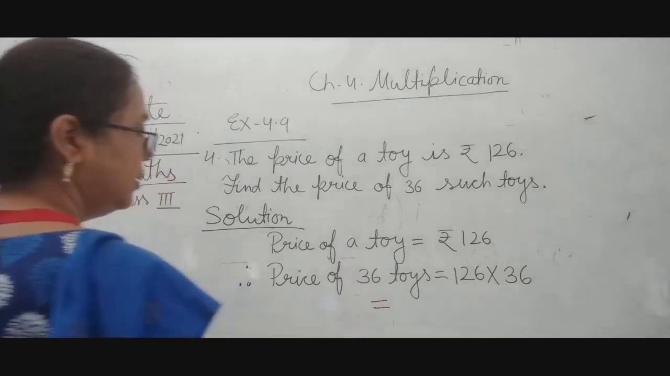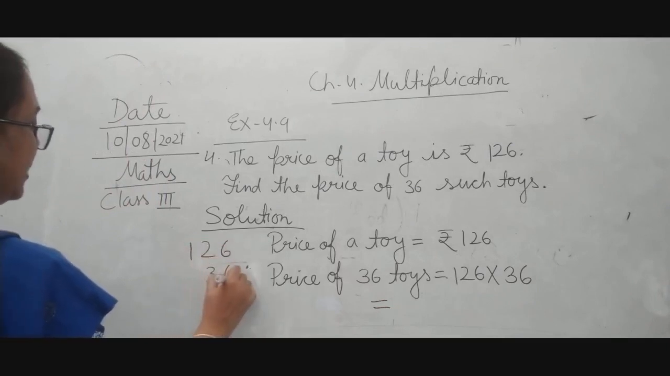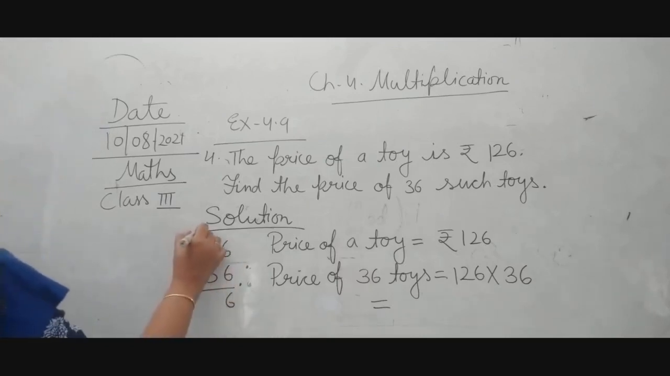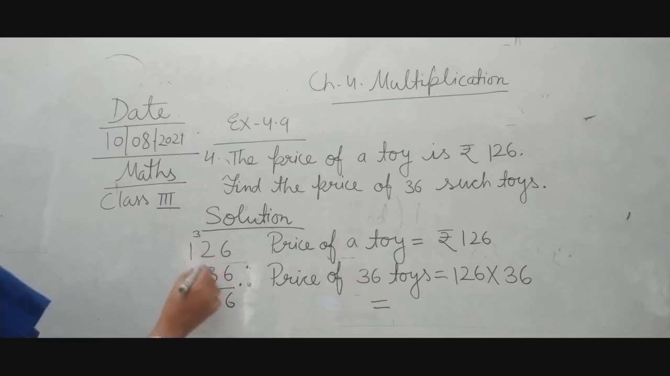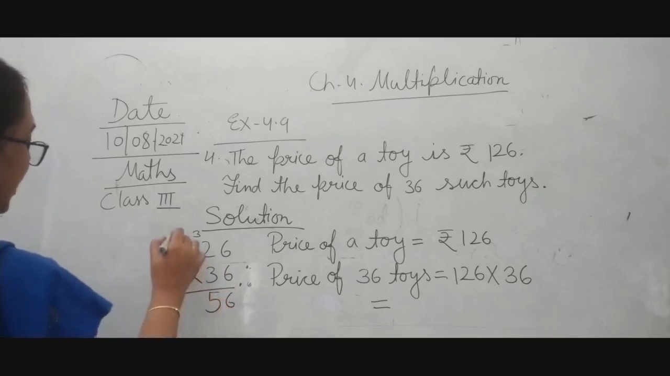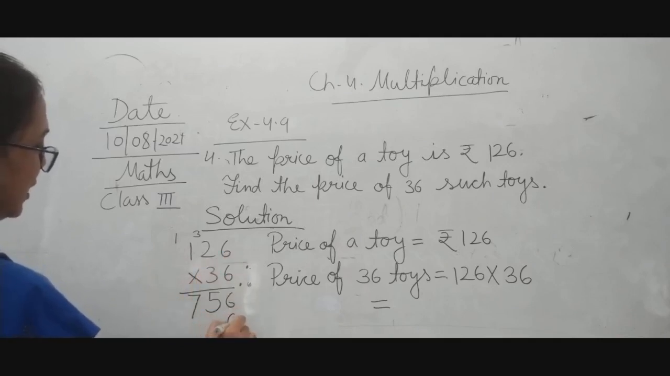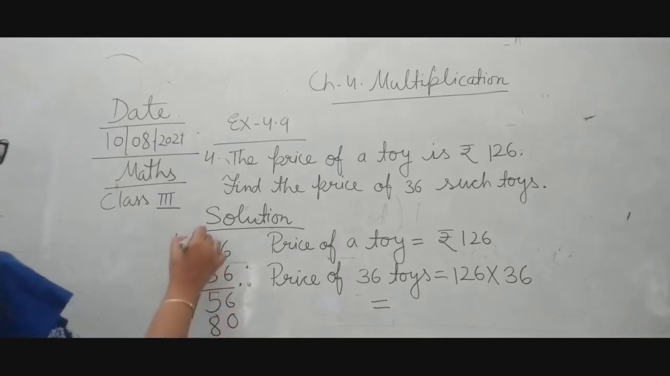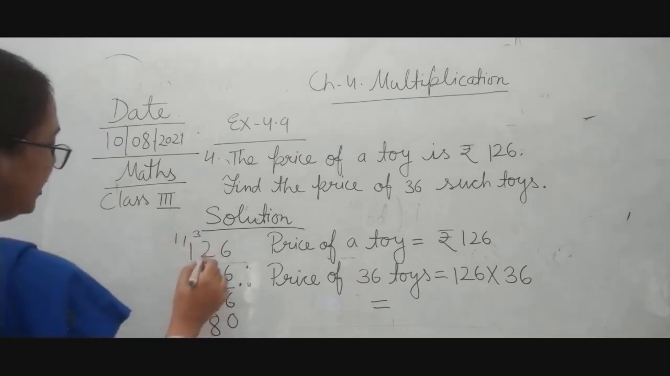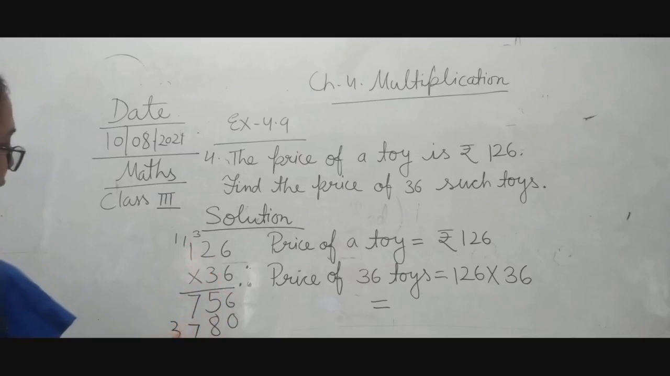So here we will first multiply 126 multiplied by 36. What will we get, children? 6 6s are 36, 3 will be carried over. 6 2s are 12, 12 plus 3 is 15, 1 will be carried over. 6 1s are 6 and 1 is 7. Now 3 6s are 18, 1 will be carried over. Now 3 2s are 6, 6 and 1 is 7. Now 3 ones are 3.